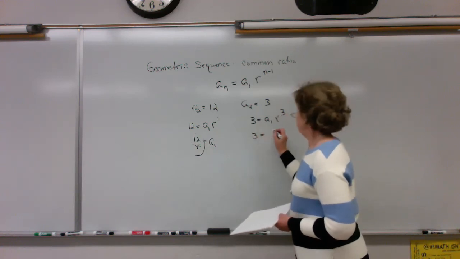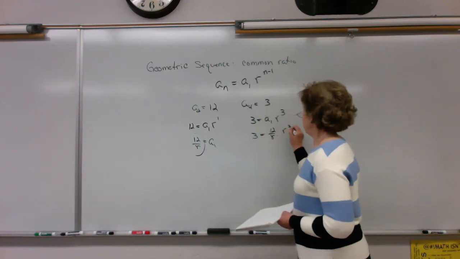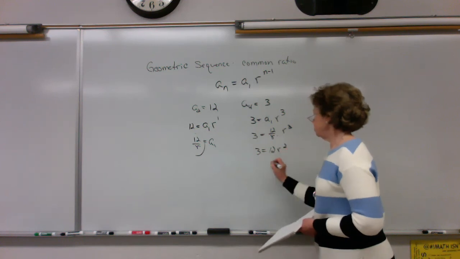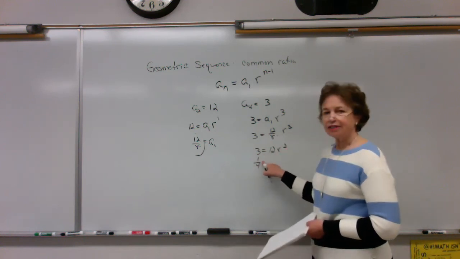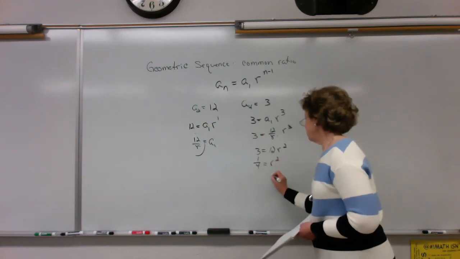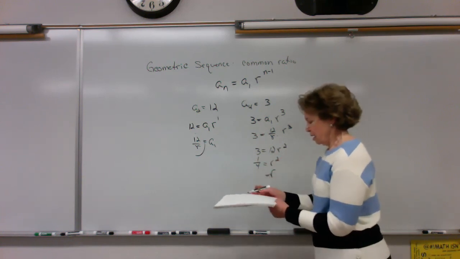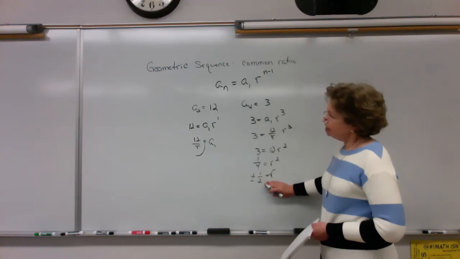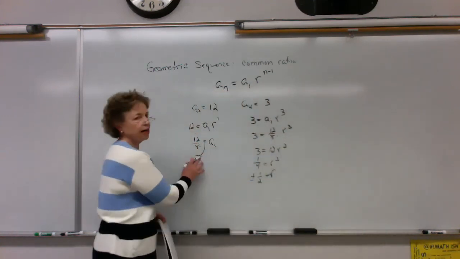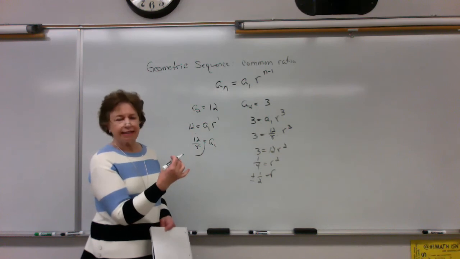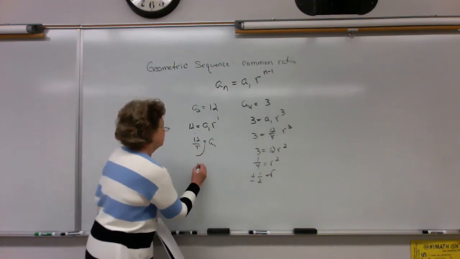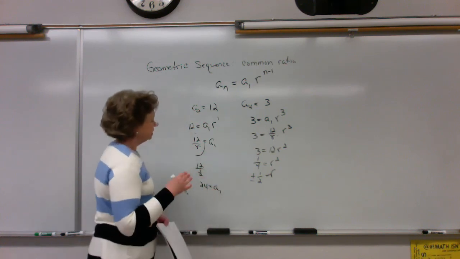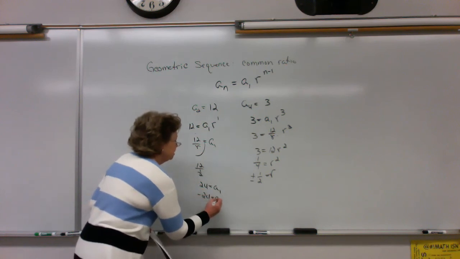So 3 equals 12 over r times r cubed. I'm canceling, so 3 equals 12 times r squared. That means that 1/4, when I divide both sides by 12, equals r squared. And that means my r is plus or minus, remember, 1/2. If my ratio is plus or minus 1/2, that means over here I have a possibility of two sequences. So if I put 12 over positive 1/2, that means 24 is my first term. If I put negative 1/2, then negative 24 is my first term.